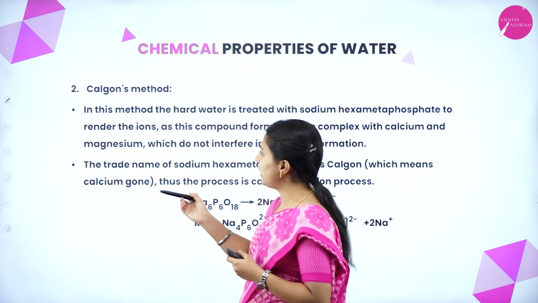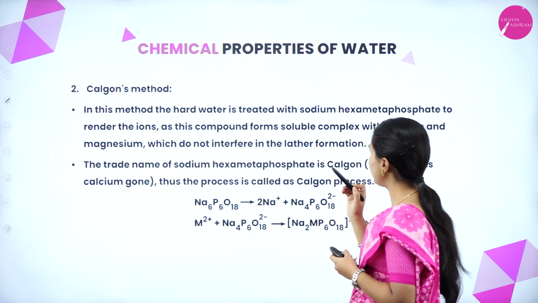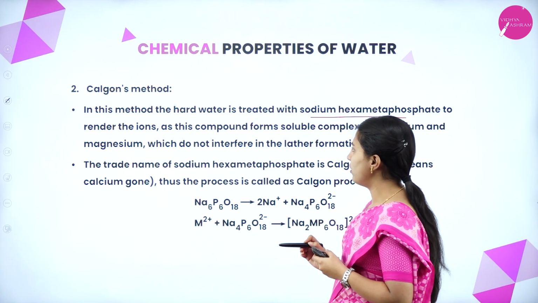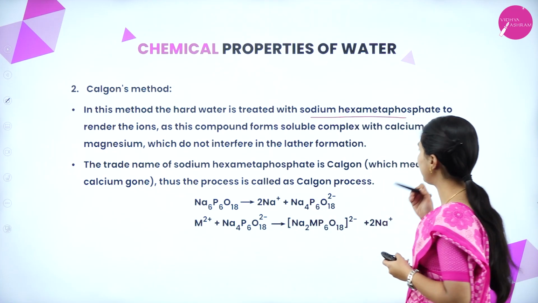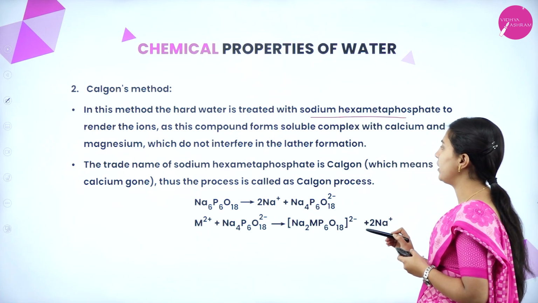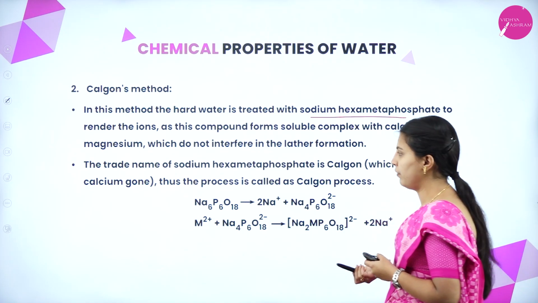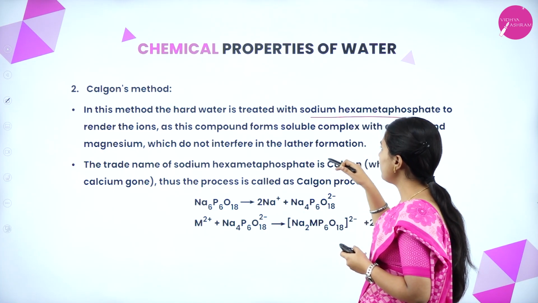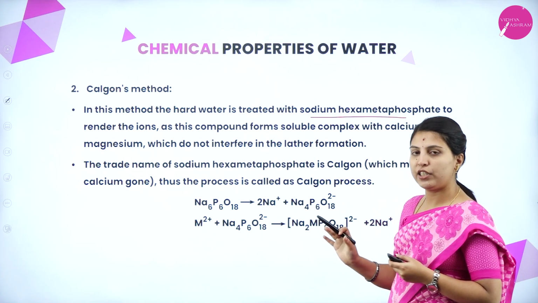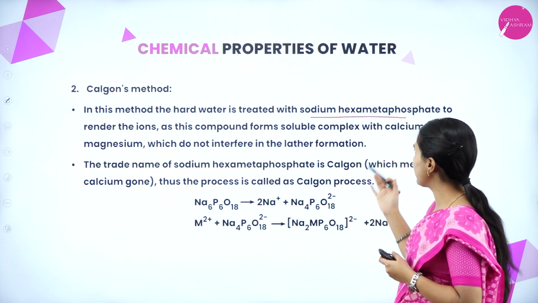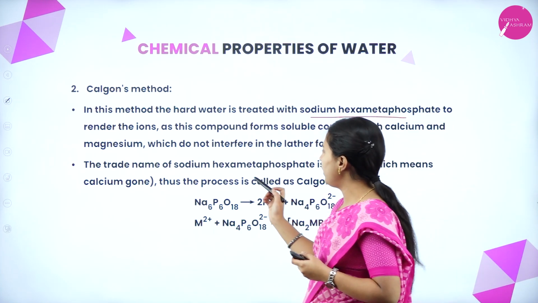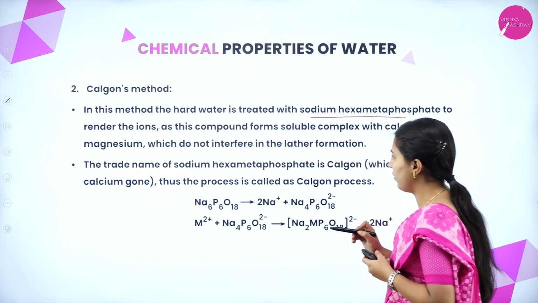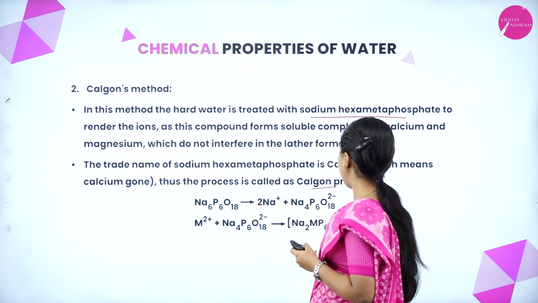Next, Calgon's method. In this method, the hard water is treated with sodium hexametaphosphate, which forms soluble complexes with calcium and magnesium, so the ions do not interfere in the lather formation. The trade name of sodium hexametaphosphate is Calgon, which means calcium gone. Thus the process is called Calgon's process.